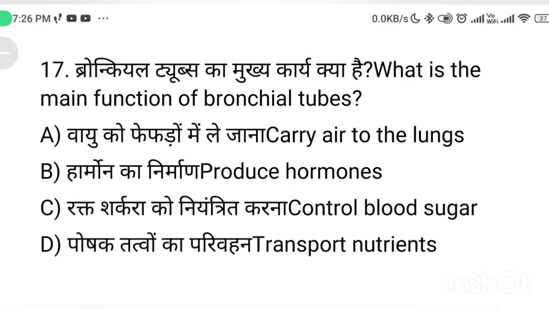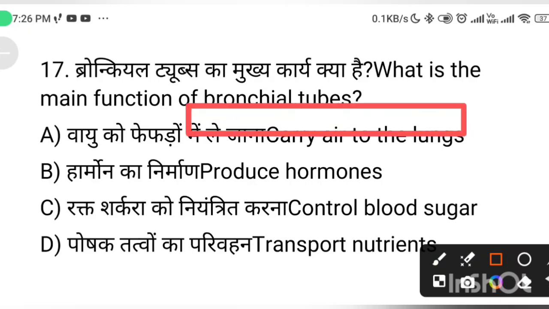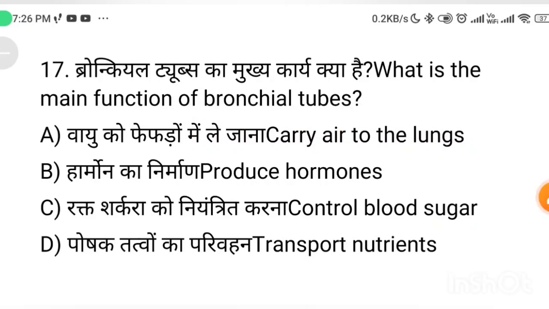What is the main function of bronchial tubes? Option A, carry air to lungs. Option B, produce hormone. Option C, control blood sugar. Option D, transport nutrients. Correct answer is option A, carry air to the lungs. The main function of bronchial tubes, also known as the bronchi or airways, is to allow air to pass in and out of the lungs for breathing.